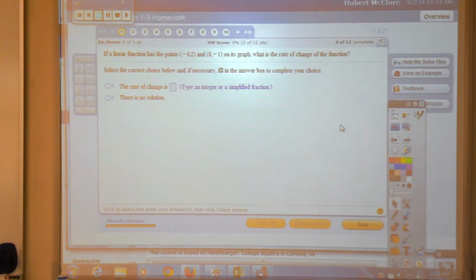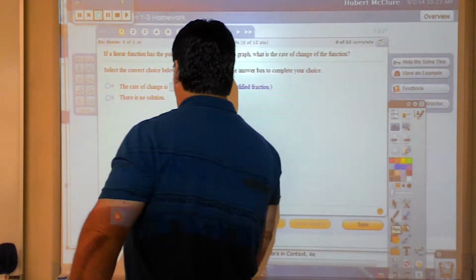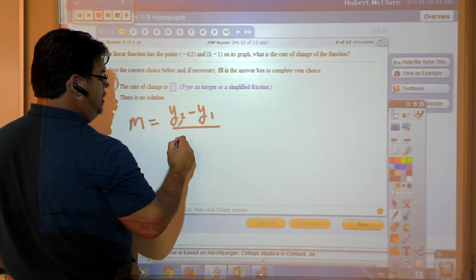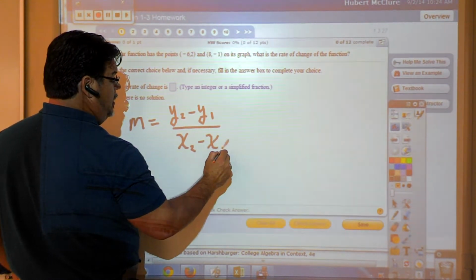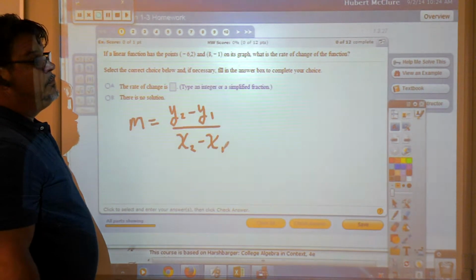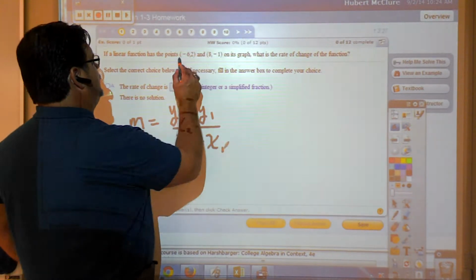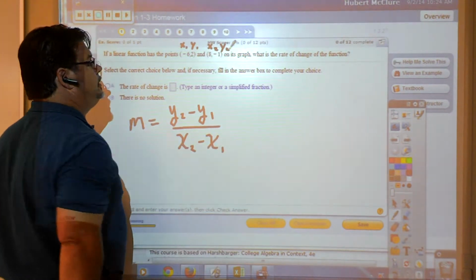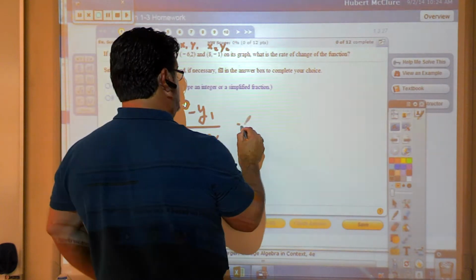What is another word for rate of change? Anybody want? It's a one word, one short word. Slope. Find slope. Now, for those of you who don't remember how to find the slope, I'll put it on the board for you. M is equal to y sub 2 minus y sub 1 over x sub 2 minus x sub 1. And which way do we read? Left to right. So this is x sub one, this is y sub one, this is x sub two, this is y sub two. Plug and chug.